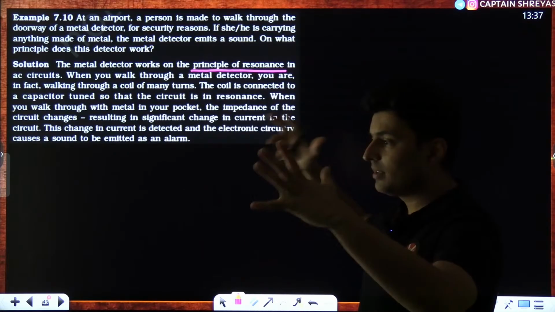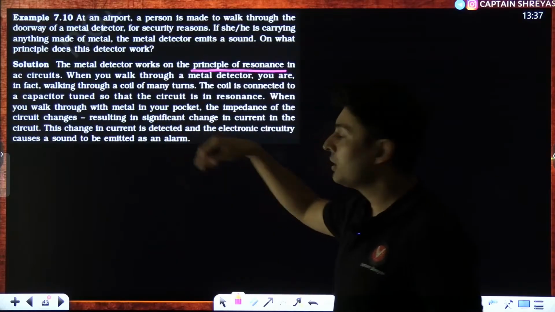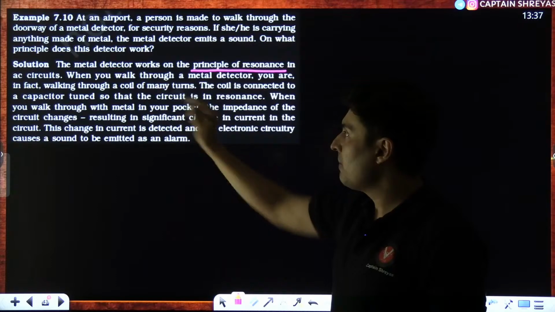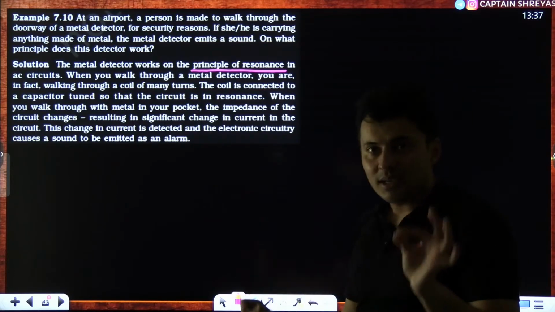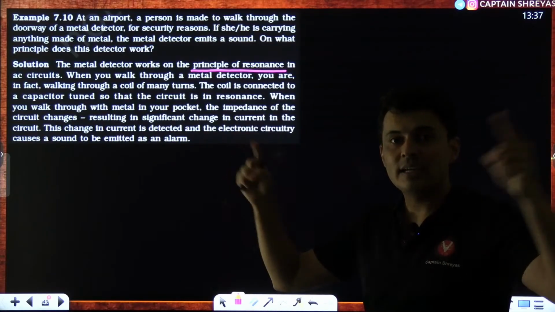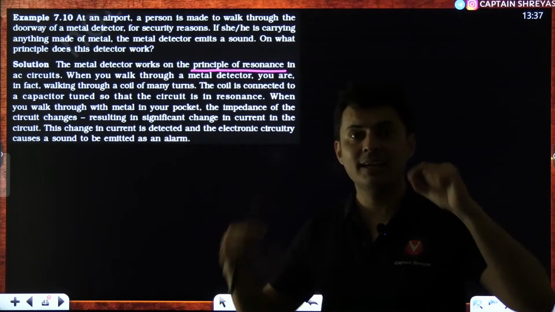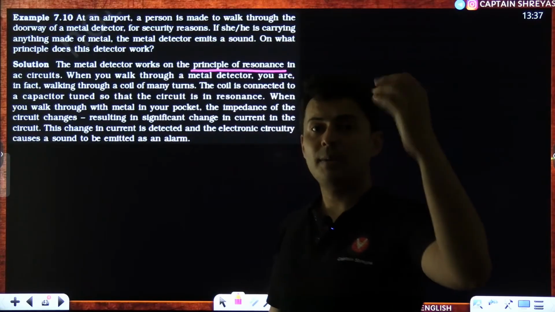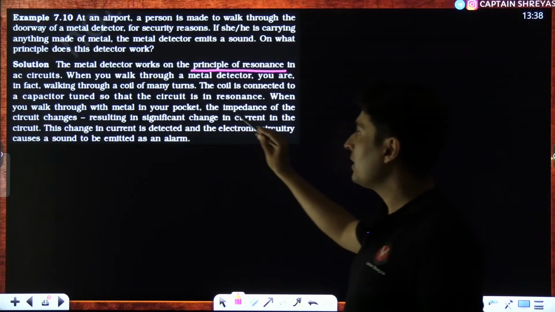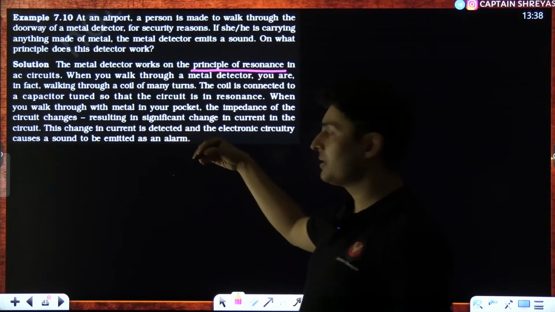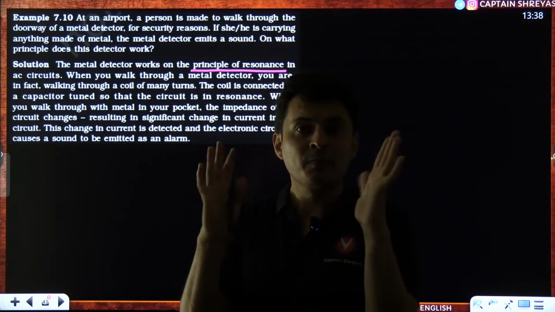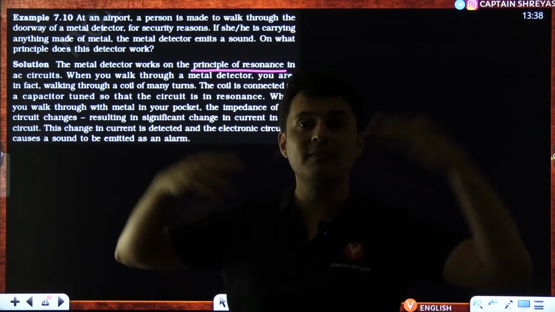When you walk through the metal detector, you are in fact walking through a coil, an inductor, with capacitive coils. The coil is connected to the capacitor such that if there is some metallic object, the electromagnetic radiation which is reflected back from the metal happens to match the resonant frequency. So when you walk through with metal in your pocket, the impedance of the circuit changes, because the frequencies are tuned very close to the frequencies reflected by the metal.